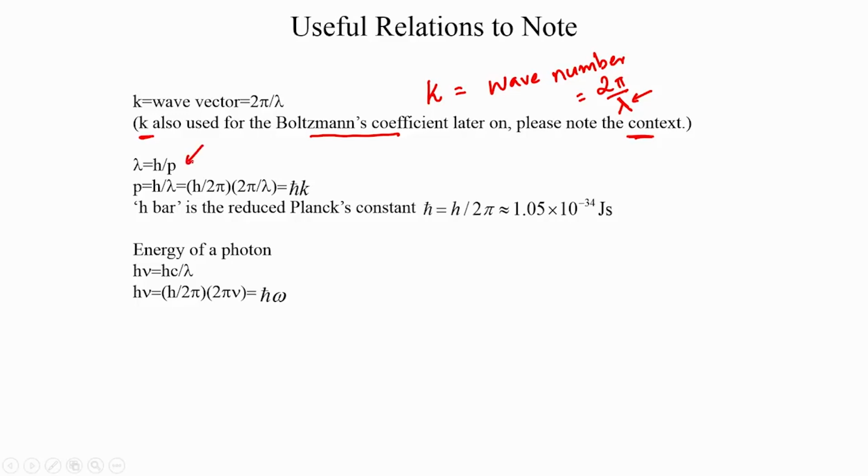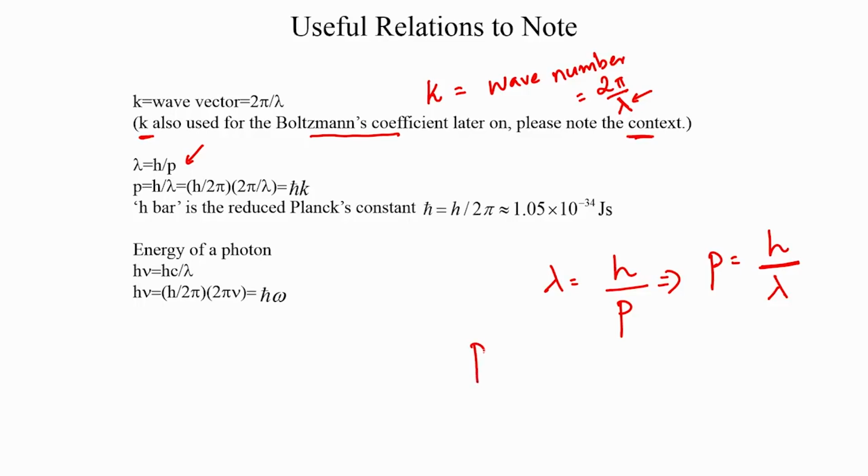The other important relation is the de Broglie's relation, which says that lambda is equal to the Planck's constant divided by the momentum, and the momentum therefore can be written in terms of the wavelength as p is equal to h by lambda.